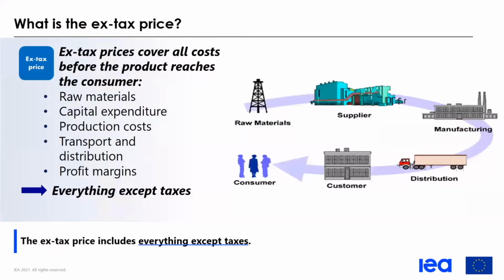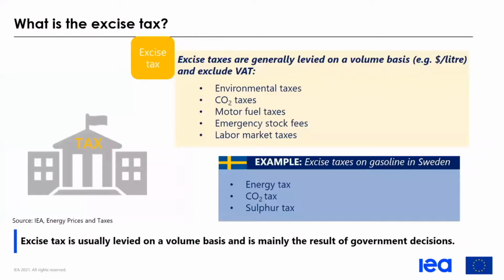The ex-tax price includes all the costs incurred for producing the final product throughout the supply chain, except taxes. This includes the cost of raw materials, manufacturing costs, distribution costs, and profit. The excise taxation, instead, is generally levied on a volume basis and excludes the VAT component.